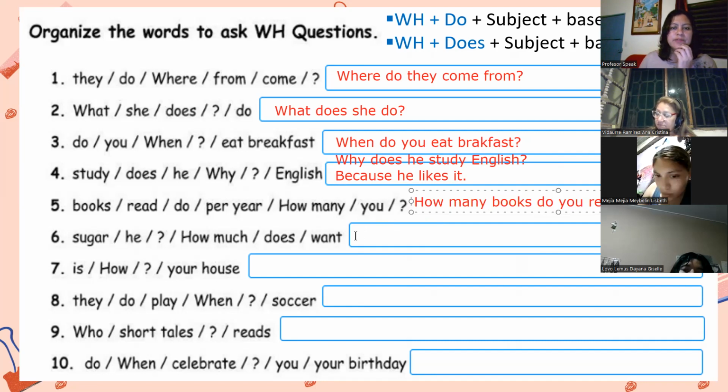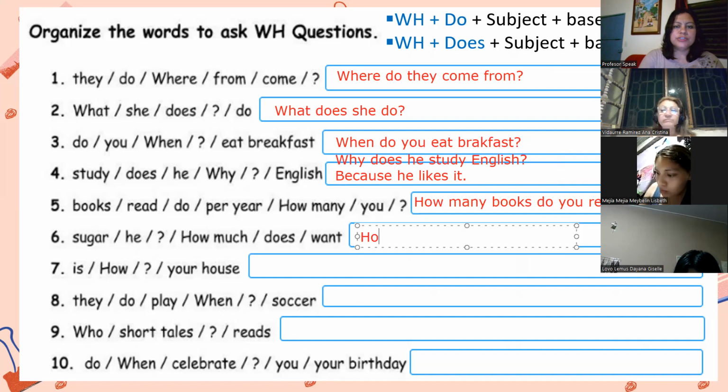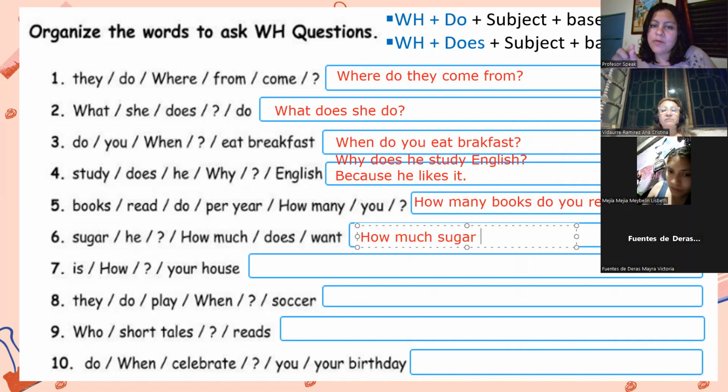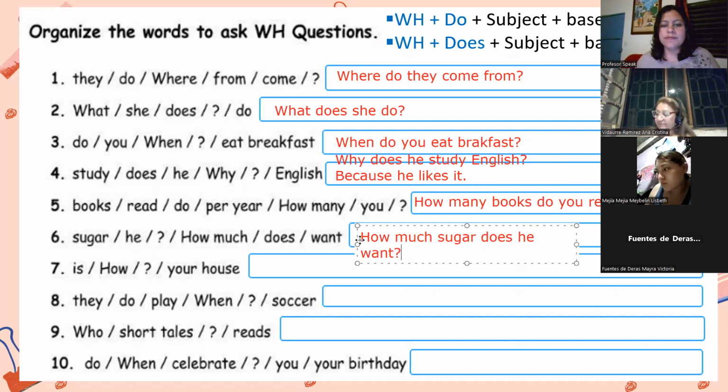Then we have number 6. How much sugar? La estructura solo cambia cuando están usando how many o how much. How much sugar does he want? Okay, does he want.